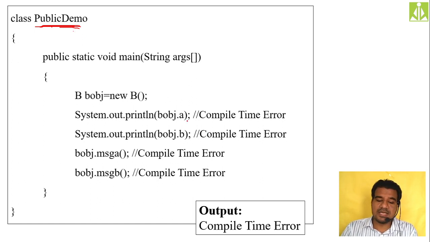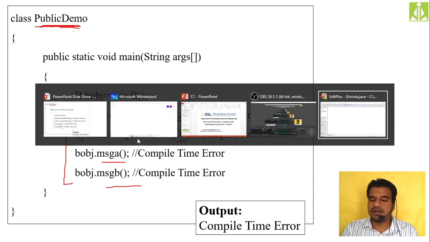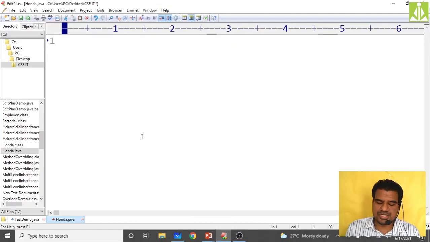So for accessing a, you will get a compiler error. Accessing b, you will get a compiler error. The same for messageA and messageB, because you're trying to access all these four outside of the classes, and they are private members, so you will get a compile time error for all these four. So quickly we'll go and see in the program demonstration whether we get the same thing or not.